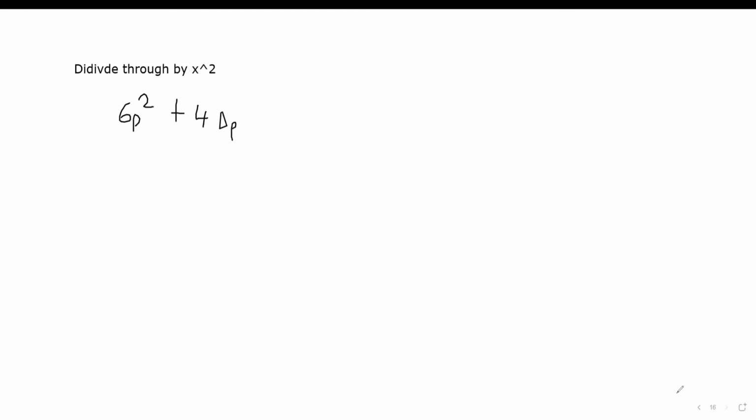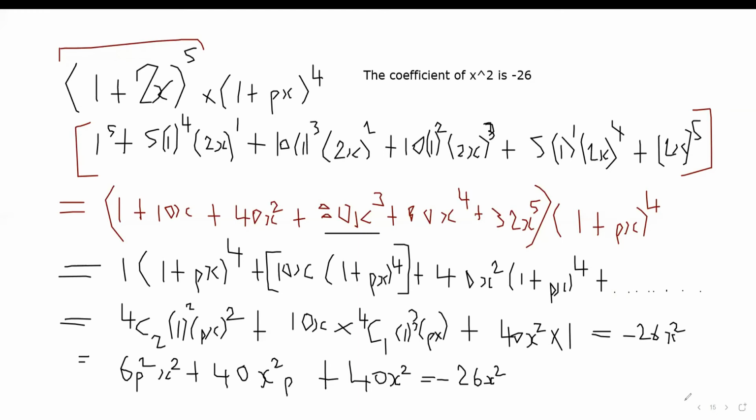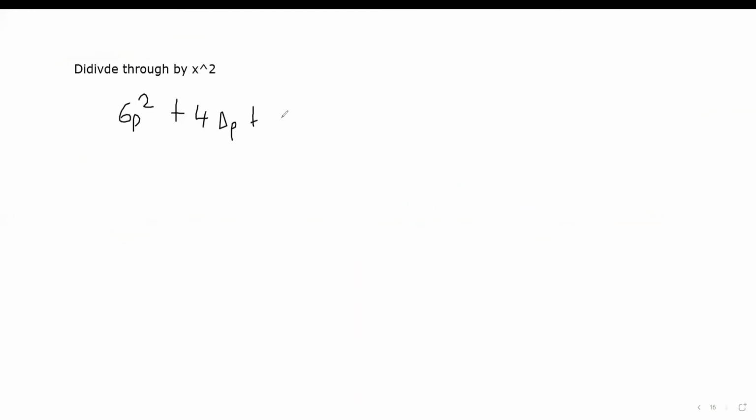Then right here, divide through by x squared, get plus 40 equal negative 26. And you get a quadratic, and it's easy and nice now. Look how easy this is now. Bring over the negative 26: add 26, 40 plus 26 is 66, equals 0.